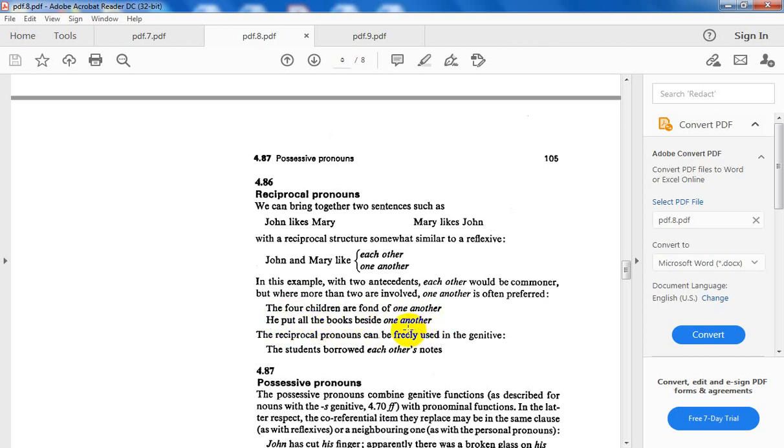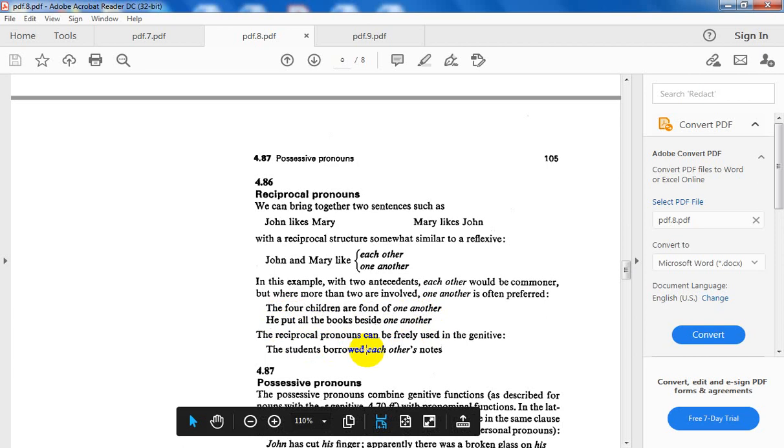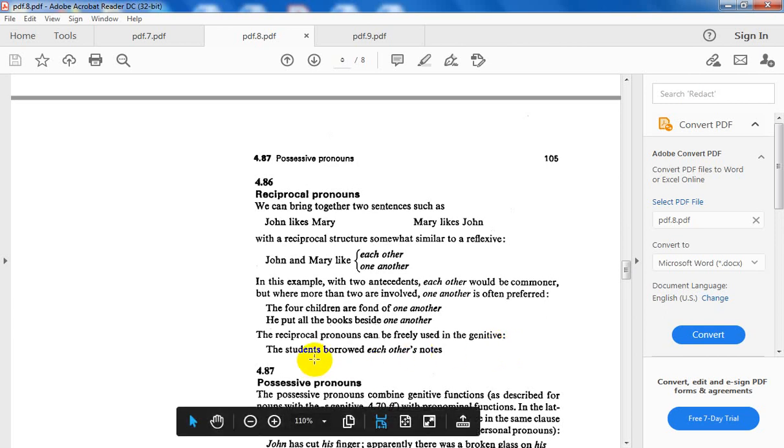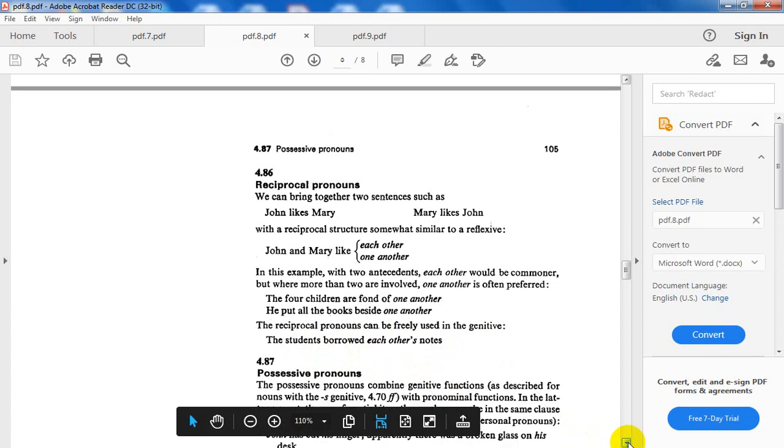See? One another. The reciprocal pronoun can be freely used in the genitive. It takes the 's genitive. When I say each other's, one another's, say the students borrowed each other's notes. The students borrowed each other's notes. Well, they take the genitive case.